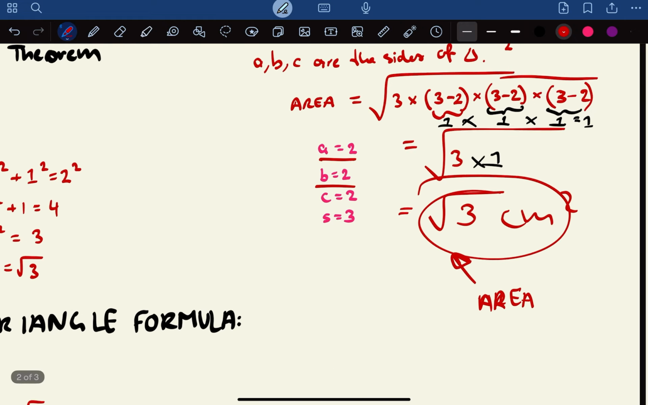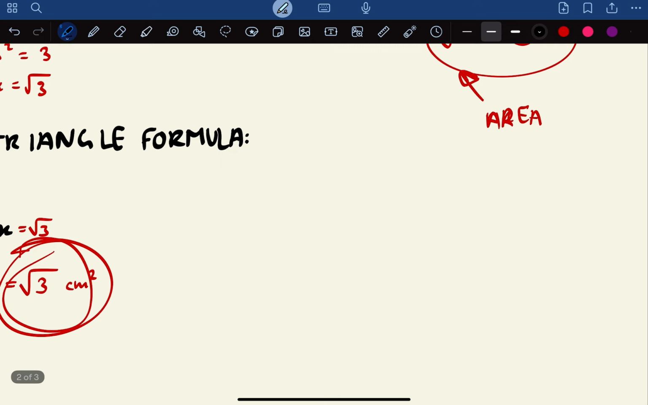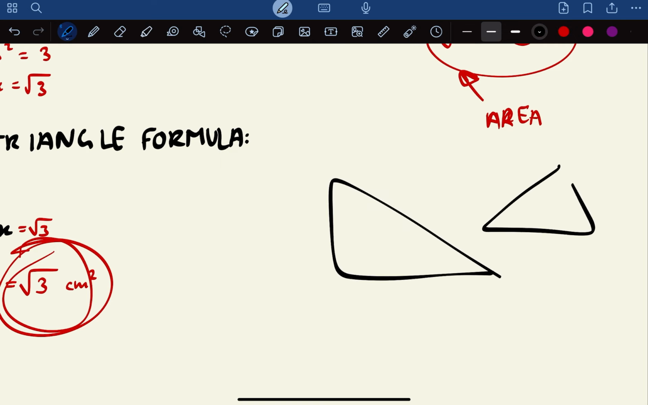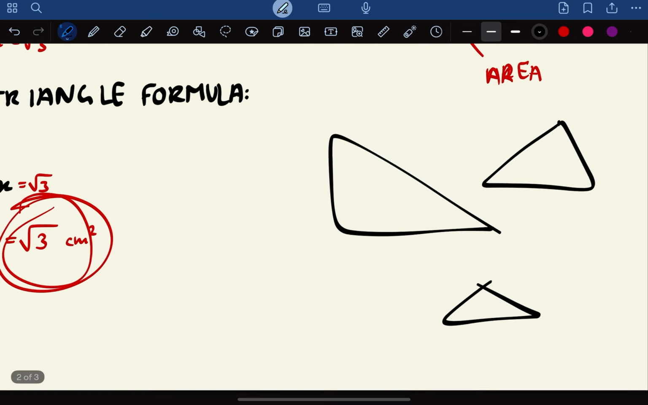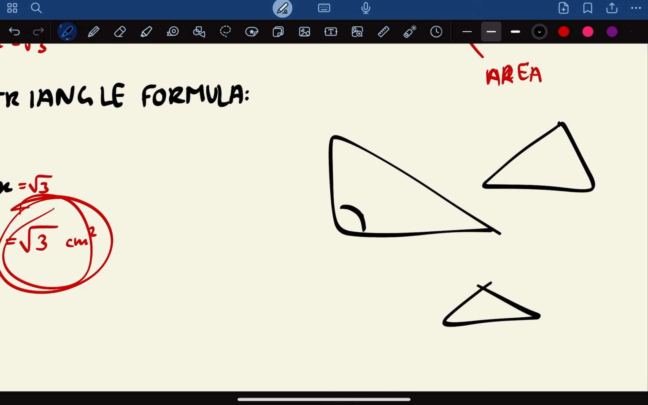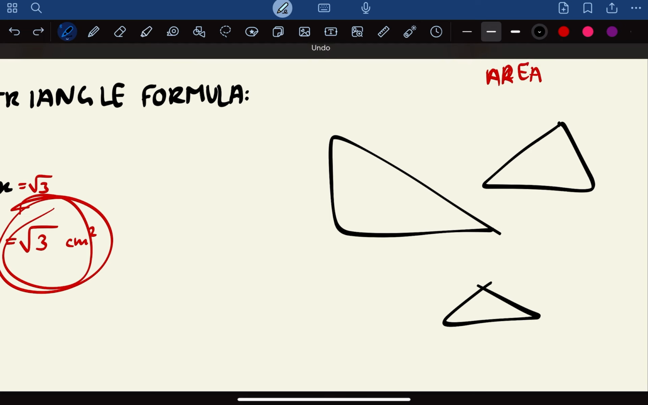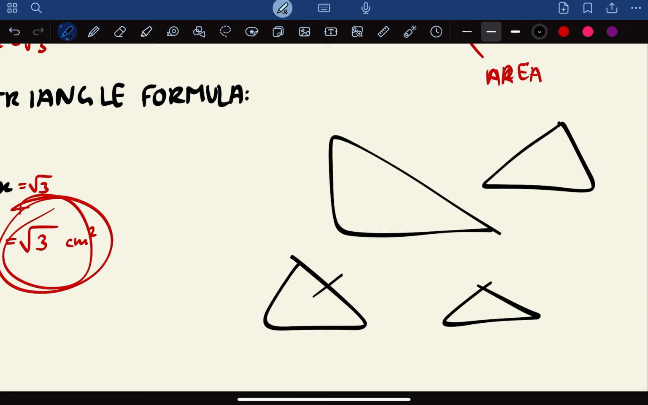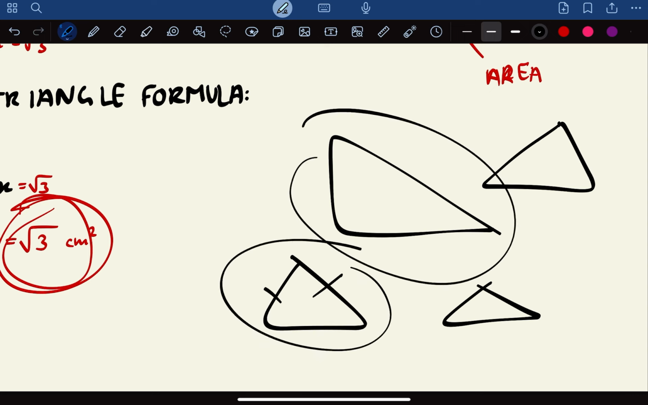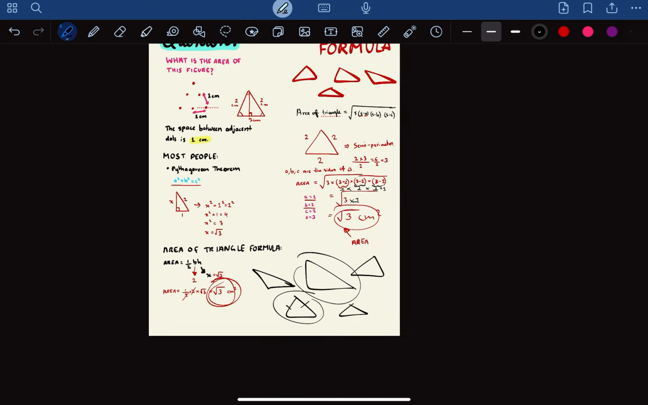And you know what? This formula is going to work for any triangle, as I said. Any weird looking triangle it's going to work for. It doesn't have to be equilateral, it doesn't have to be right, it doesn't have to be isosceles. It does not have to be any of these. It can just be a random weird looking triangle, and this formula will work.